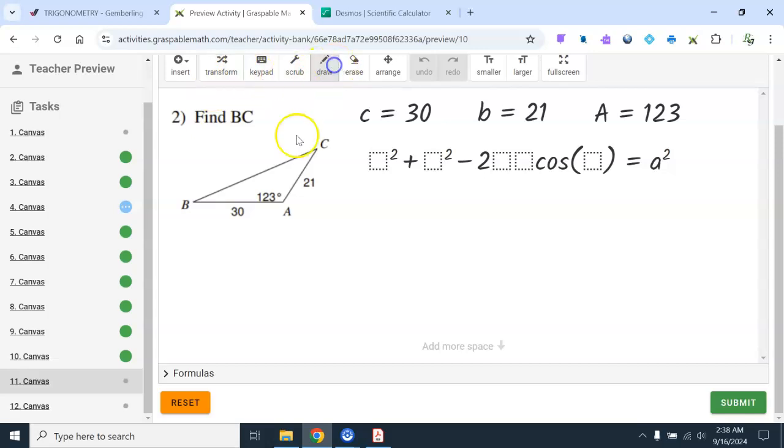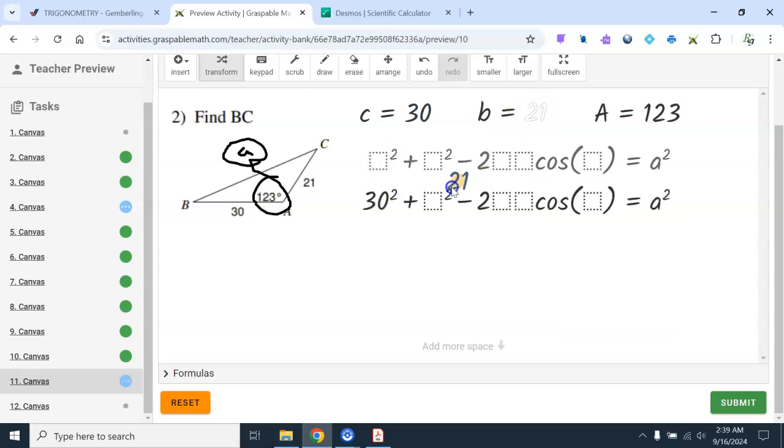Alright, so this problem here, again, here's the angle. So this is the side we're looking for. So it's lowercase a. It's opposite side A, or side BC as the triangle's marked. So we have 30 squared plus 21 squared minus 2 times 30 times 21 times the cosine of 123 degrees.